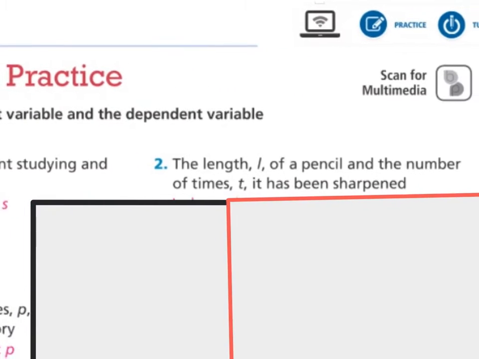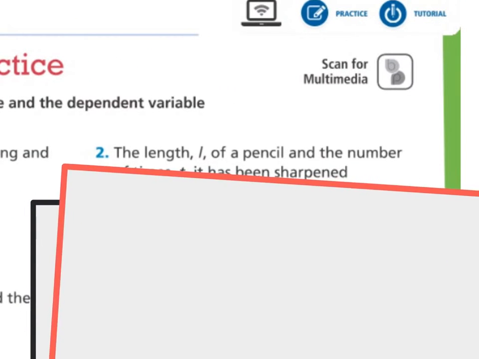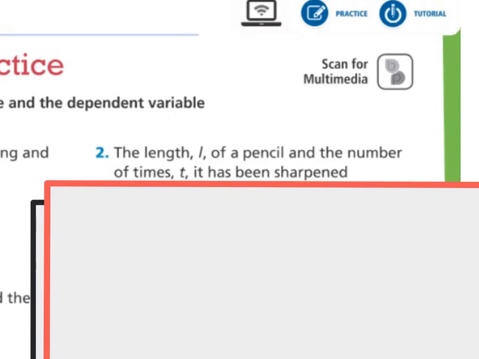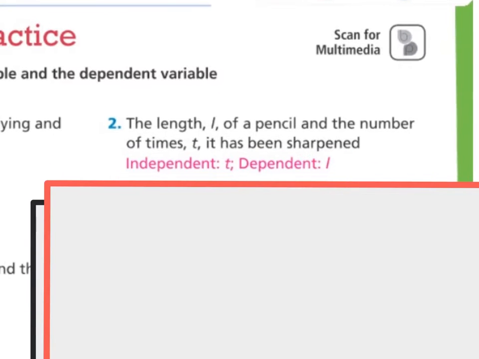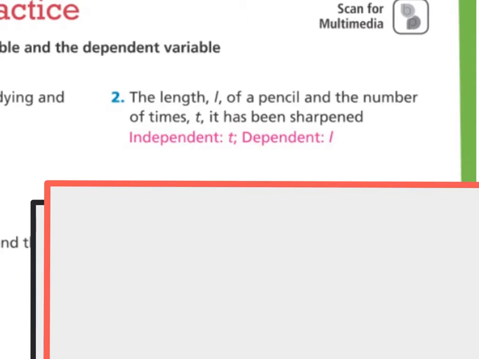Number 2, our variables, we have the length of a pencil and the number of times it has been sharpened. And so for that one, independent would be the times it has been sharpened, and dependent would be the length of the pencil. Length of the pencil depends on how many times we've sharpened it.